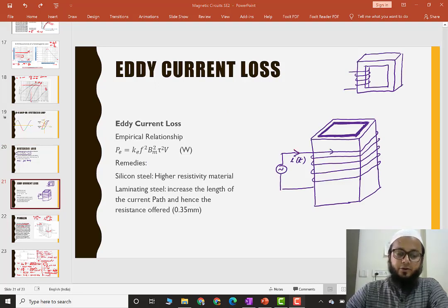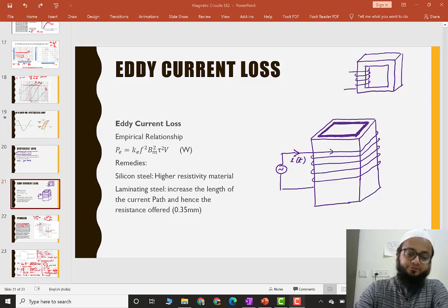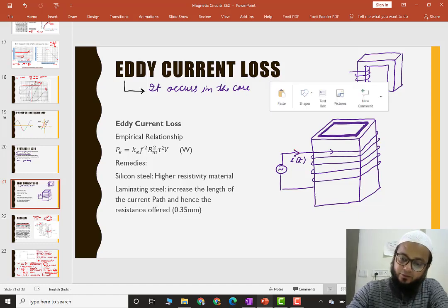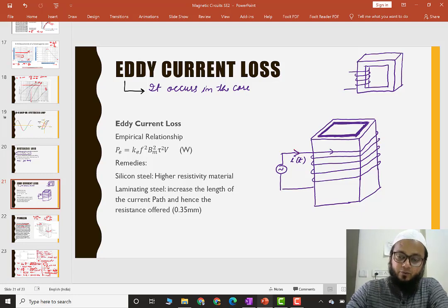Now we will discuss eddy current losses. So eddy current loss occurs in the core. Considering the same rectangular ferromagnetic core, on one limb of it we have a coil wound over it, as we have taken in the previous cases. So this is just one limb I am taking, the left limb, and I have just magnified it, and we'll try to see what actually happens here.